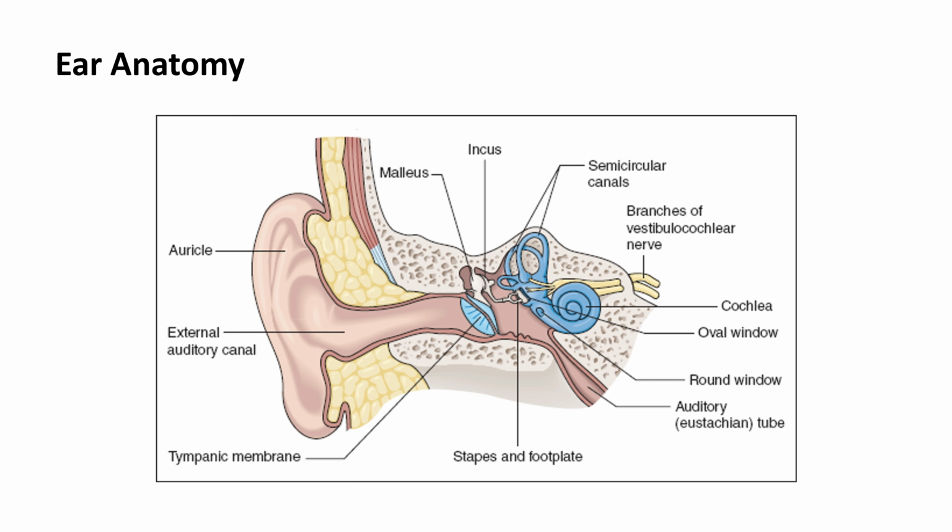You have your vestibule, which is the space between the cochlea and the semicircular canals. You'll see your semicircular canals. There are going to be 3 of them at right angles to one another. They contain receptors for equilibrium. Your cochlea is going to be your snail-shaped bony structure containing receptor cells for hearing.